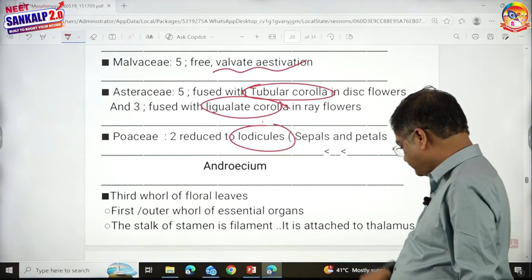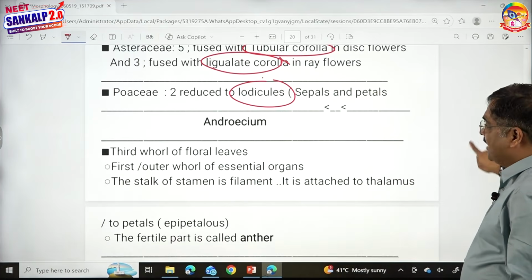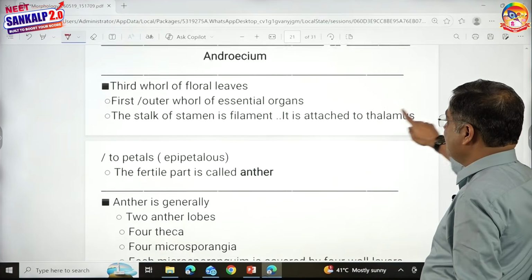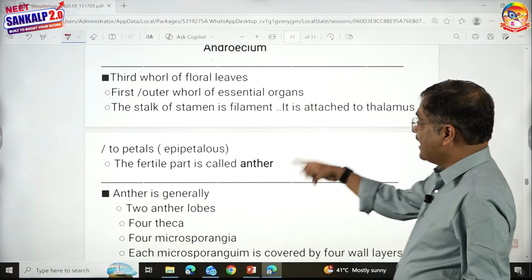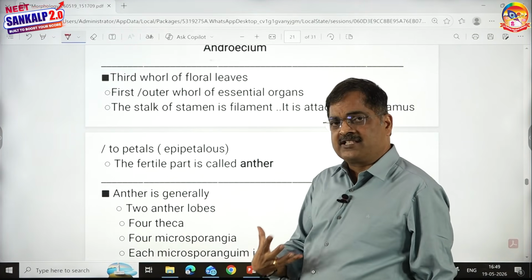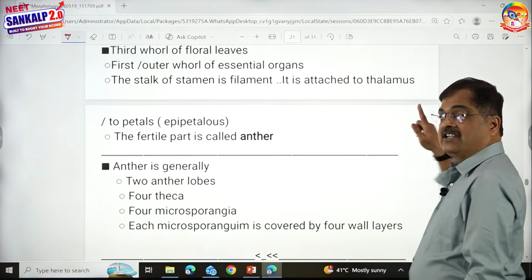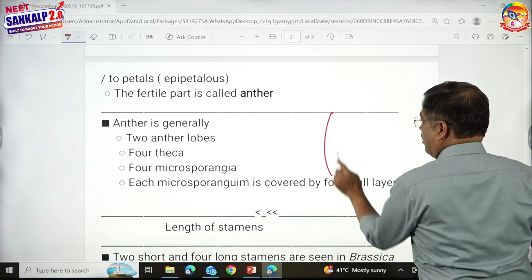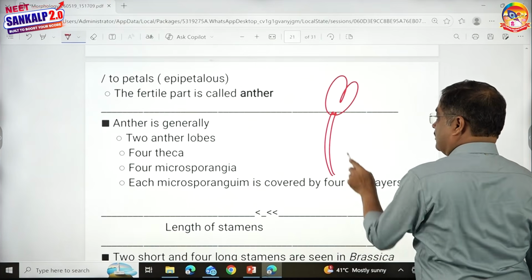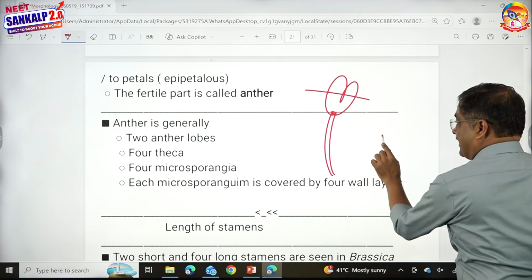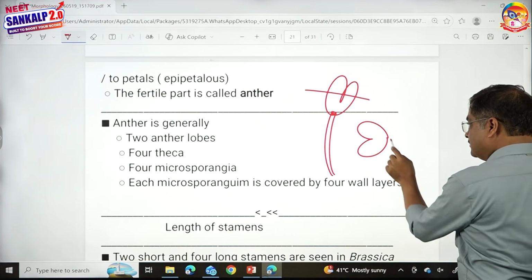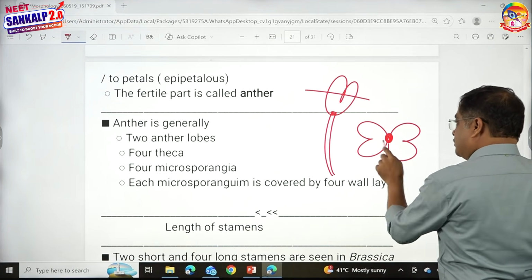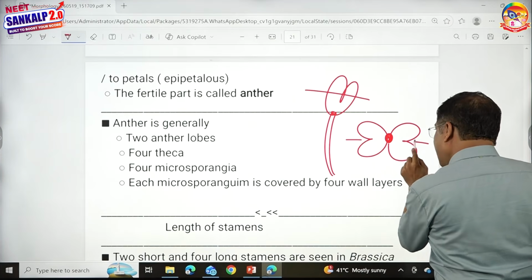Absolutely no problem. Then children, Androecium. The third floral whorl is Androecium. The stalk of the stamen is the filament. It is attached to the thalamus or to the petals. In the sexual reproduction chapter it is given. All right. The fertile part of it is called the anther. This is the filament. All of you know that. This is an anther. If you take a section of an anther, this is one lobe. This is the connective. This is another lobe. Okay, 2 lobes.